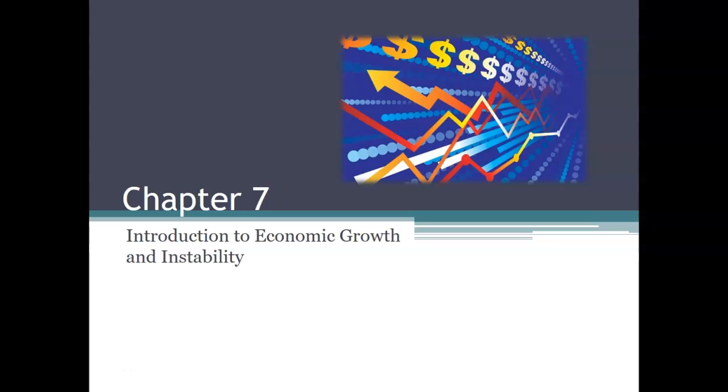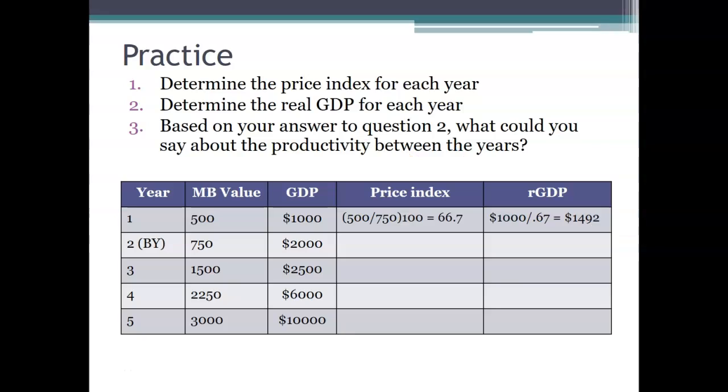Farmer. Today we're going to talk about economic growth and where that typically occurs. Now before we talk about that, we're going to do some practice. So here we're going to try and figure out how to calculate the price index, figure out the real GDP, and then we're also going to start looking at how the real GDP could have been changing. So I did practice one for us.